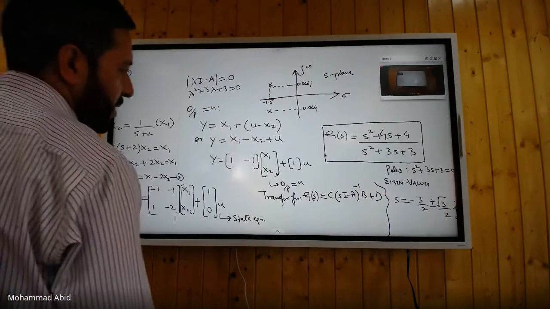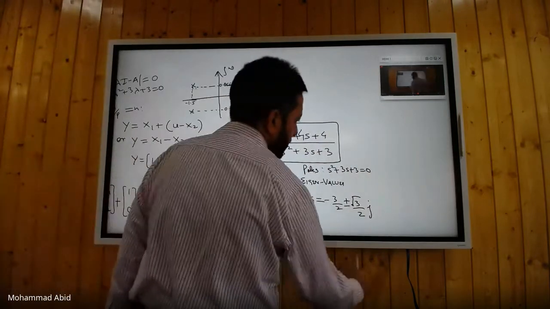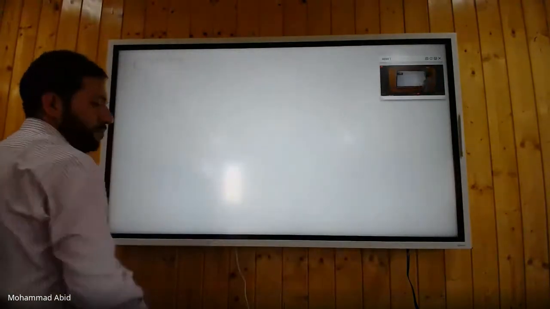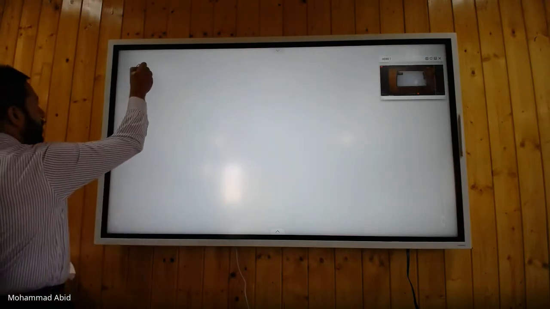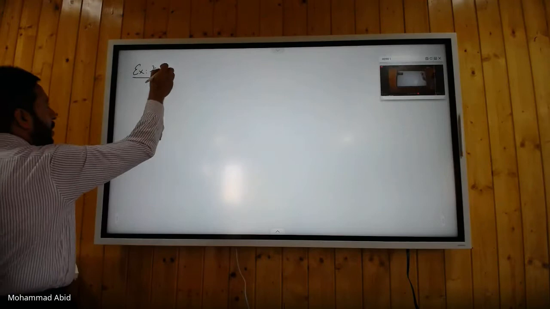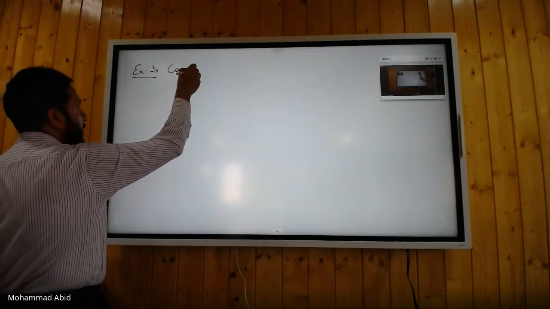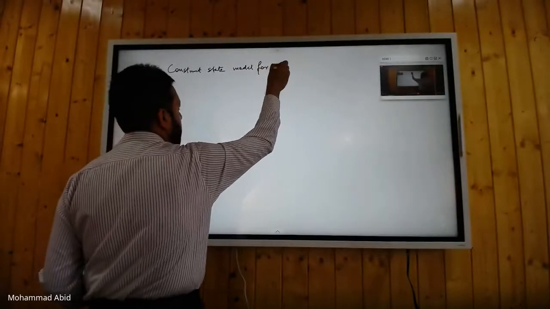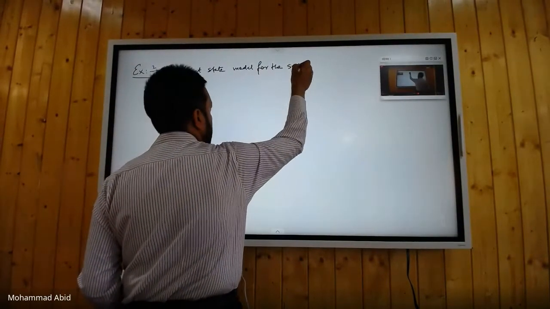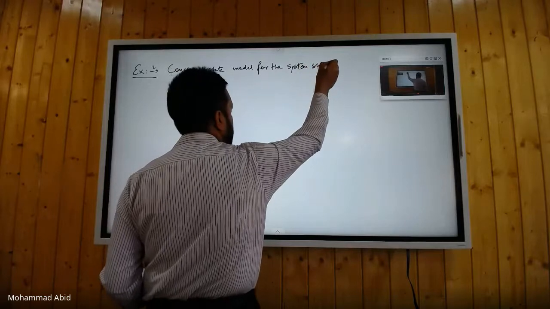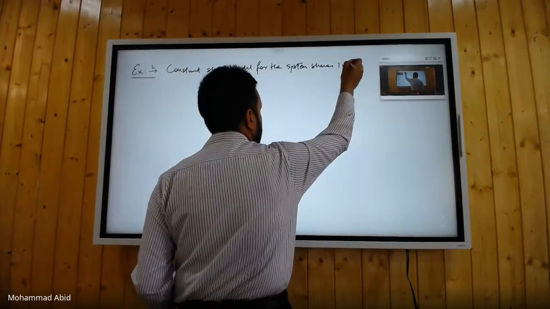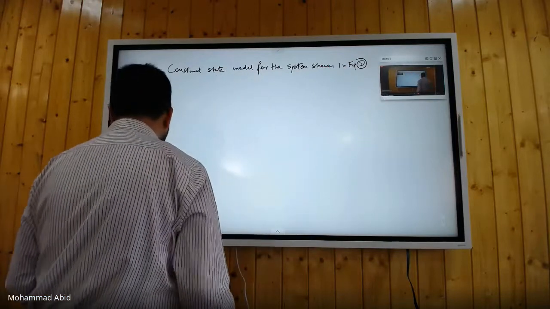ठीक है अभी हम दूसरा न्यूमेरिकल देखते हैं. Then write down one more. Construct state model for the system shown in figure 2. So we'll take example 2. Construct state model for the system shown in figure 2. Figure 2 is something like this.